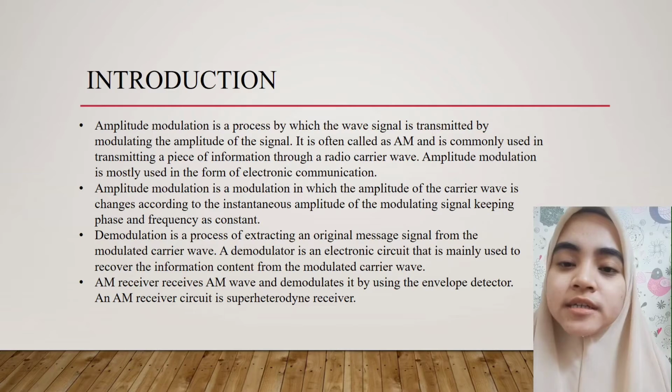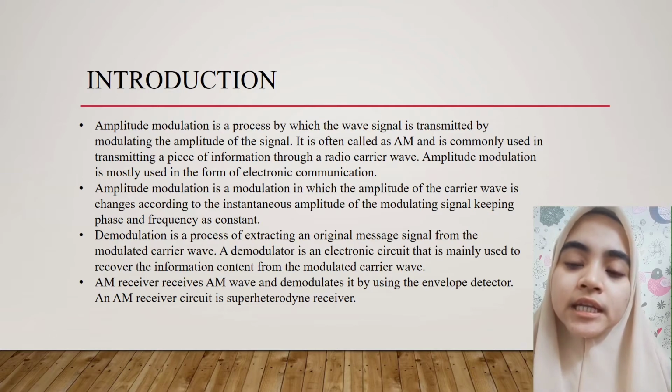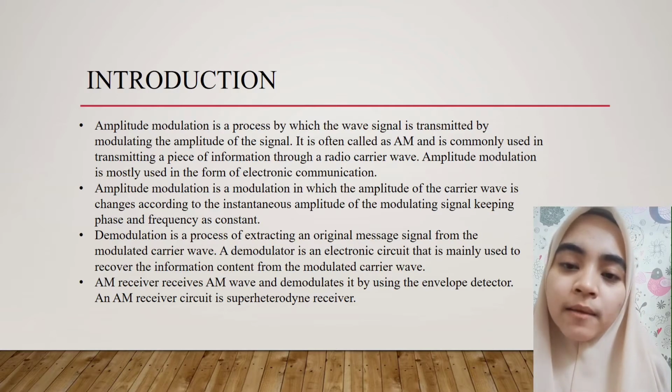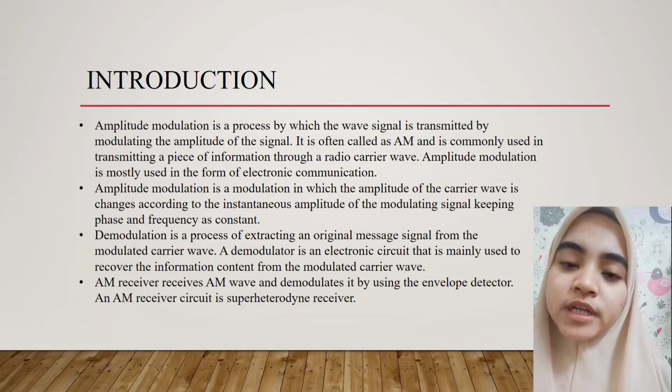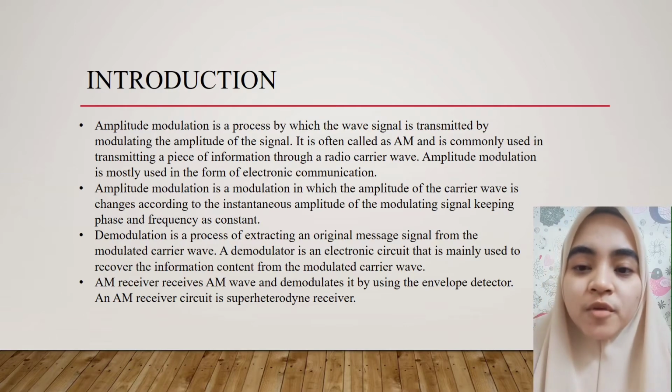Amplitude modulation is a process by which the wave signal is transmitted by modulating the amplitude of the signal. It is often called as AM and is commonly used in transmitting a piece of information through a radio carrier wave. Amplitude modulation is mostly used in the form of electronic communication. Amplitude modulation is when the amplitude of the carrier wave is changed but phase and frequency are constant.